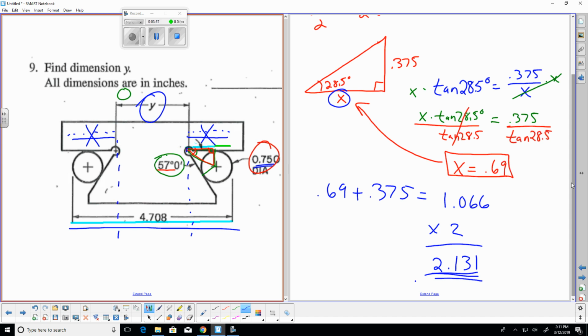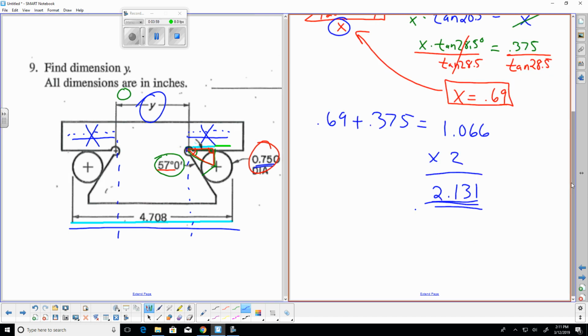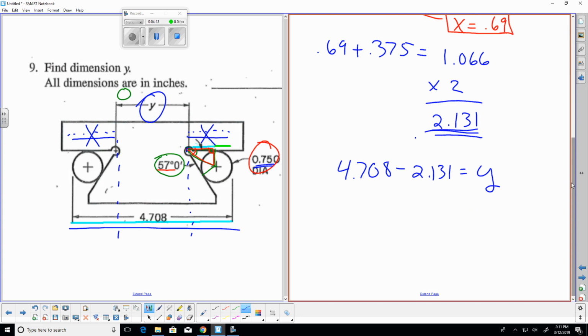So we have the combined distance of 2.131. So we're going to go 4.708, and we're going to take away that 2.131, and that should leave me with my y value, which is what my answer is going to be. So when you work that out and subtract those two, you get 2.577, and that's rounded, so do your best there. And that's it. That's your answer right there.